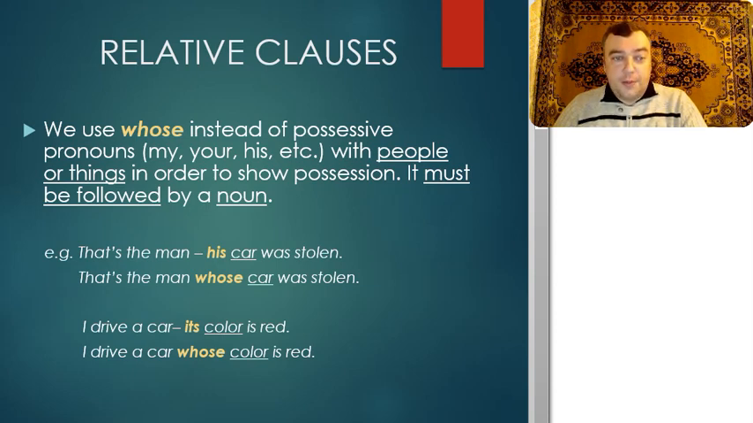Another example with a thing. I drive a car, its color is red. So the pronoun its is a possessive pronoun for a thing that refers to a thing. A car is a thing. Now, I drive a car whose color is red is the resulting relative clause from its color is red. So you have noticed that whose is a universal possessive relative pronoun. So if there is a possessive relationship between a noun and a relative clause, whose is a universal possessive pronoun in this situation.